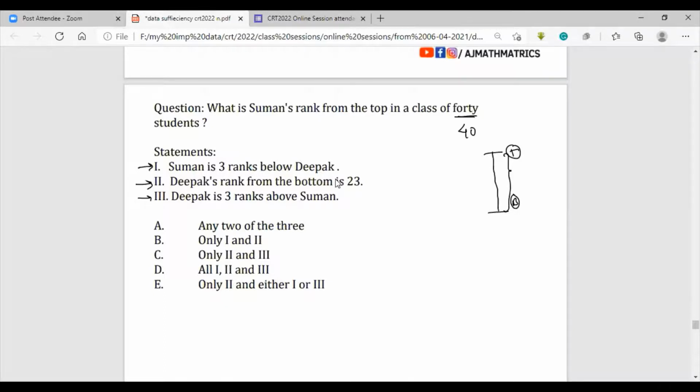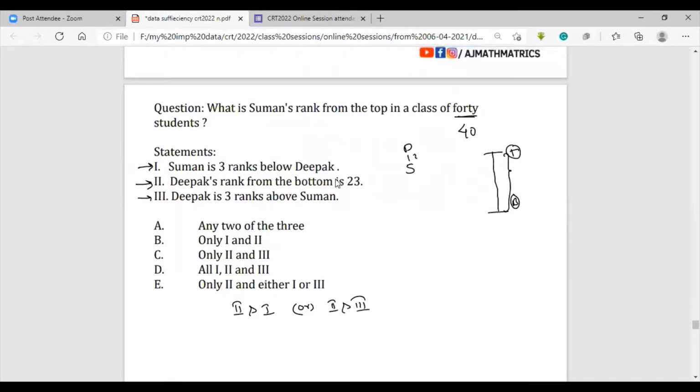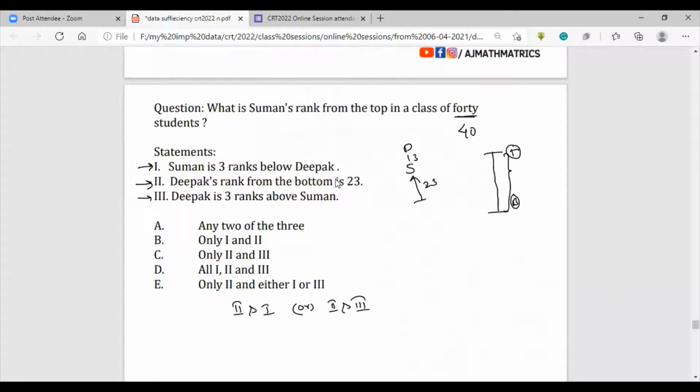Now, option B says 1 and 2, option C says 2 and 3, option D says 1, 2 and 3, and option E says 2 and 1 or 2 and 3. Okay, these are the options given. Now I'm trying 1 and 2 first. If I try 1 and 2, maybe I can eliminate some options. Suman is 3 ranks below Deepak, and Deepak's rank from the bottom is 23rd, and there are 40 students in the class.